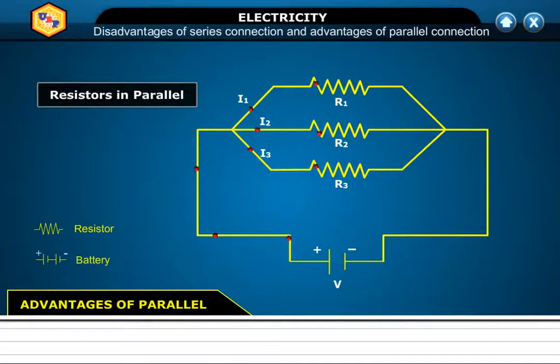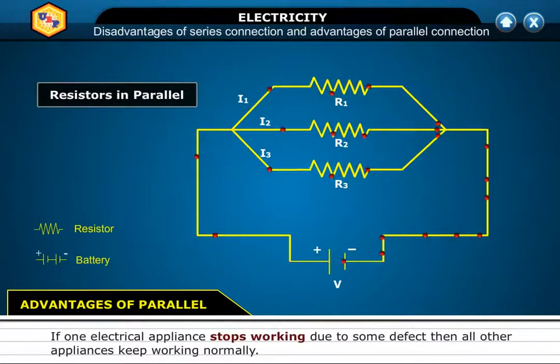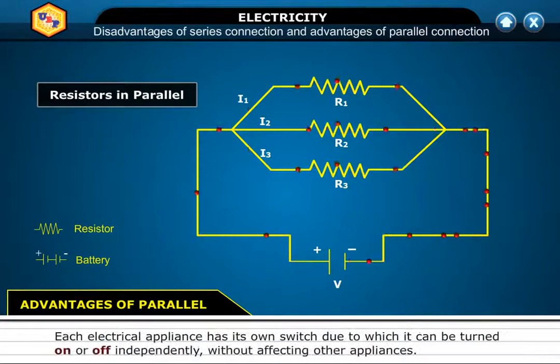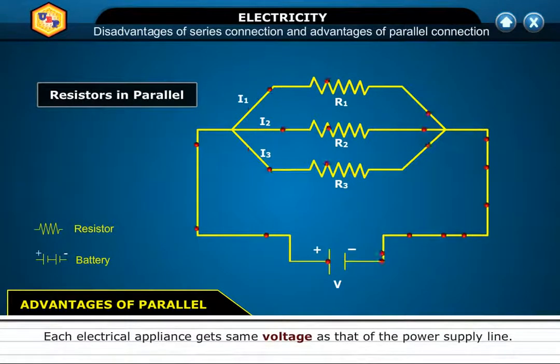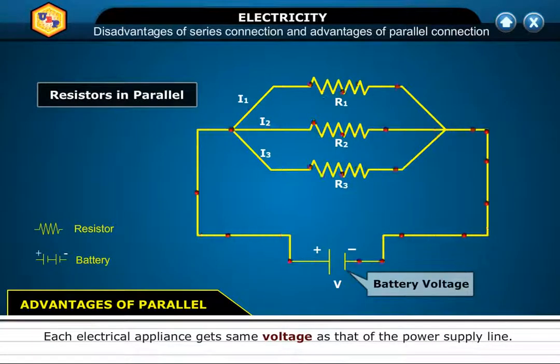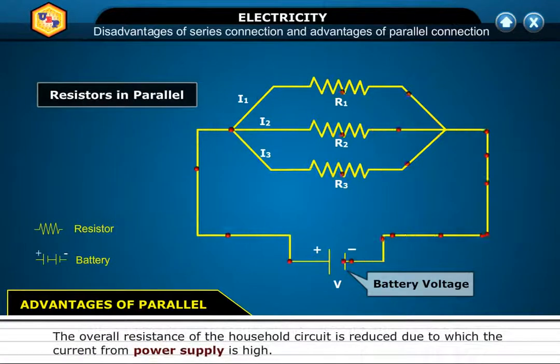Advantages of parallel. If one electrical appliance stops working due to some defect, then all other appliances keep working normally. Each electrical appliance has its own switch, due to which it can be turned on or off independently, without affecting other appliances. Each electrical appliance gets the same voltage as that of the power supply line. The overall resistance of the household circuit is reduced, due to which the current from the power supply is high.